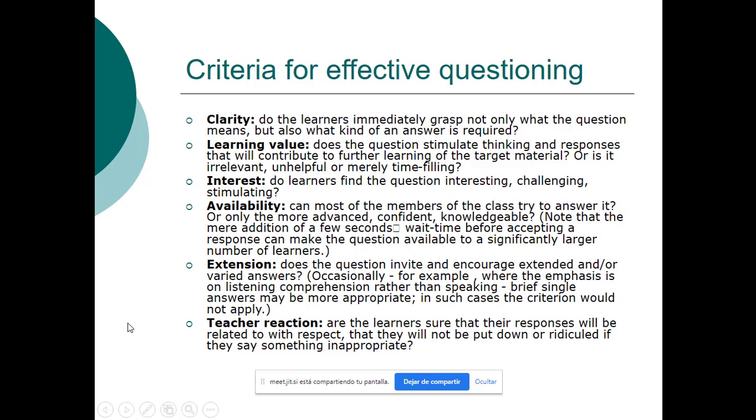Let's continue. Okay, which criteria do you have for these questions? Okay, the questions need to be clear, right? Number two, the learning value. You're not going to ask questions just because. No, the questions need to be focused on one objective.